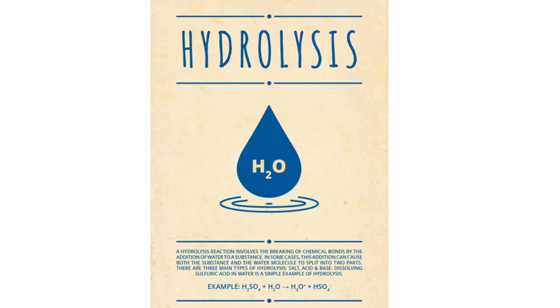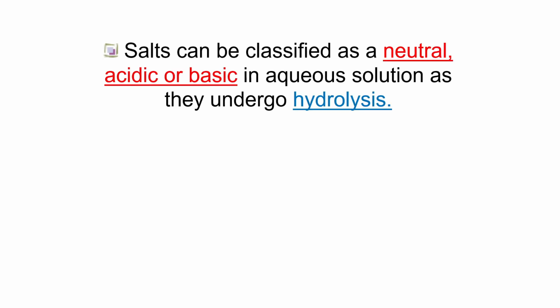Hydrolysis is a reaction involving the breaking of chemical bond by addition of water to a substance. In some cases, this addition can cause both the substance and the water molecule to split into two parts. There are three main types of hydrolysis: salt, acid and base. Dissolving sulfuric acid in water is a simple example of hydrolysis. Salt can be classified as neutral, acidic or basic in aqueous solution as they undergo hydrolysis.